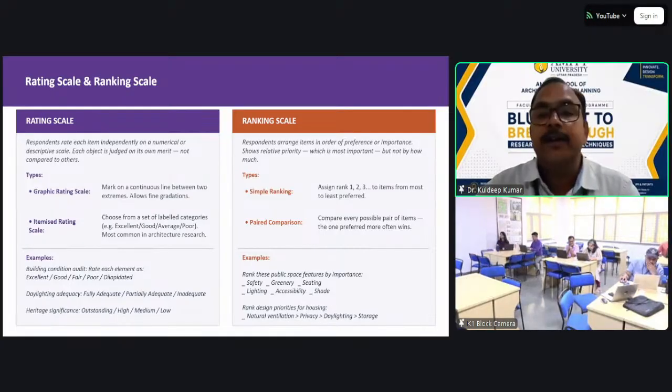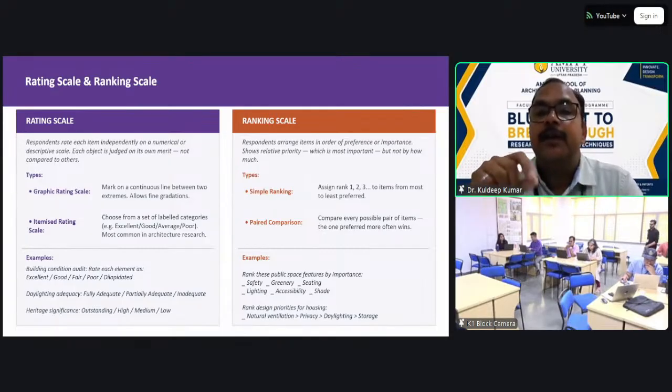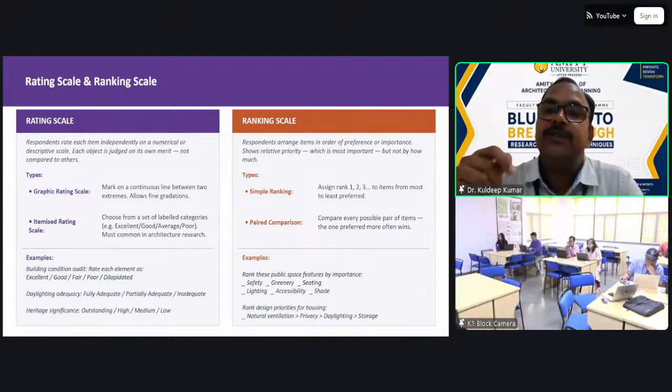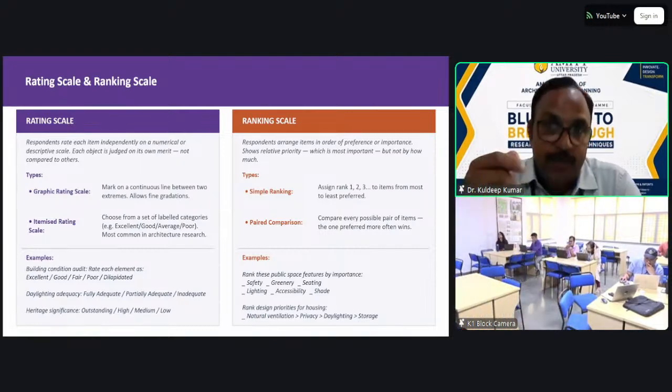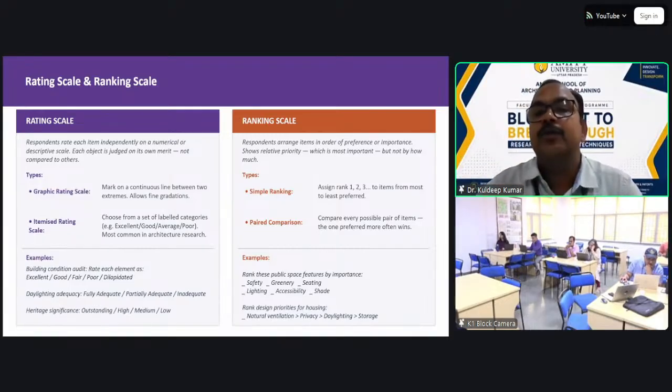And on the other hand, the ranking scale asks the respondents to arrange the items in the order of their preference or importance. I'll repeat. In a ranking scale, the respondents are asked to arrange the items in the order of their preference. Now it is their perception of the criticality of each item. So it shows us what matters the most, but not by how much.